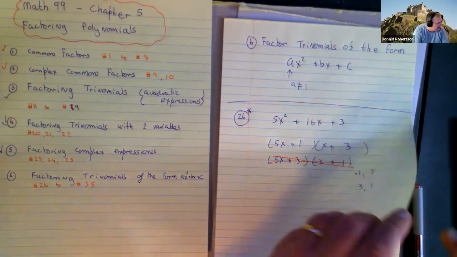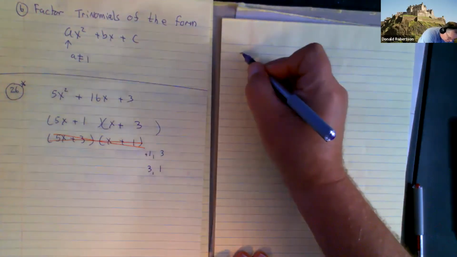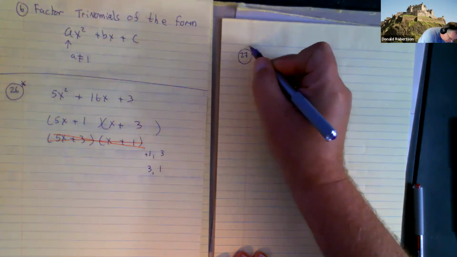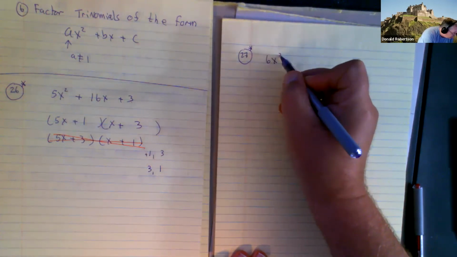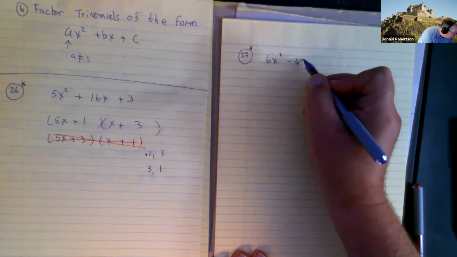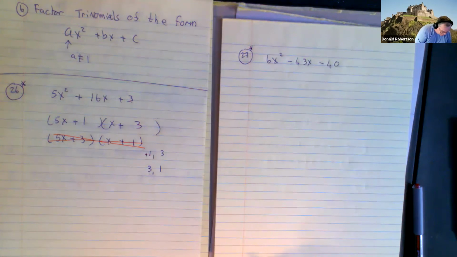That, unfortunately, isn't always going to be the case. So here is 27 to show you that you can get a lot more possibilities before you find the one that works. Okay, I want to factor that guy.